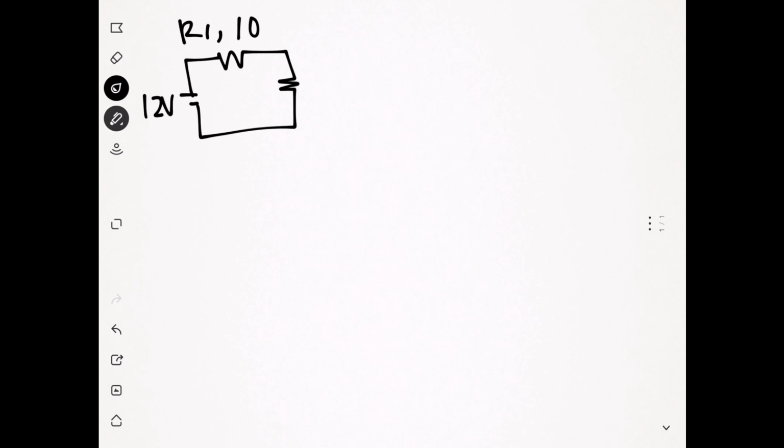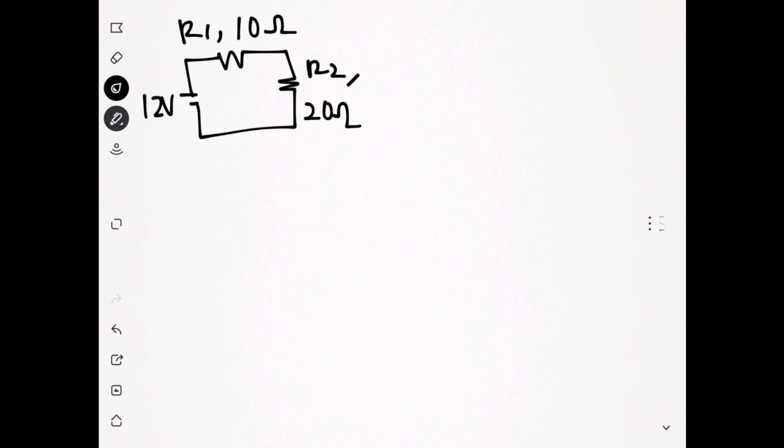So let's first start out by drawing a circuit. Let's give it 12 volts. Add a couple resistors. It doesn't matter where you put the resistors because if it is a series circuit, then the resistors should all follow one path. Let's call the first resistor R1 and give it 10 ohms. Second resistor should be R2, and let's give it 20 ohms.